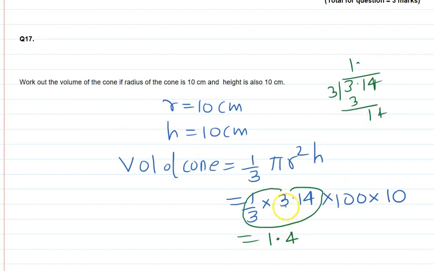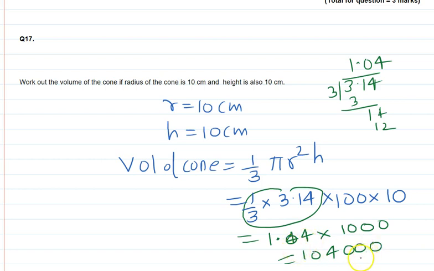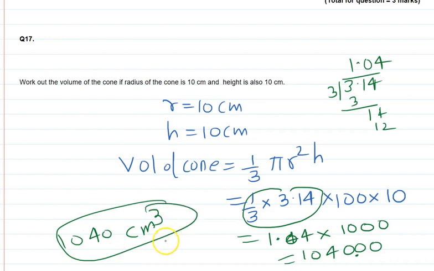So let's take 3.14. If you divide by 3, I am assuming this is a non-calculator paper, so it will be 1 and 4. So put here 0, and 3 times 4 is 12. So it will be 1.04 times 1000. So it will be 104 followed by 3 zeros, and the point will be here. So 1040. So it will be 1040 centimeter cube. That will be your volume.